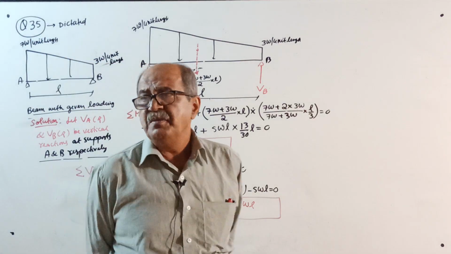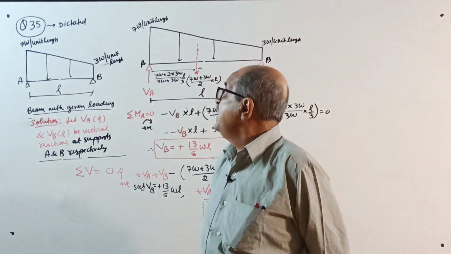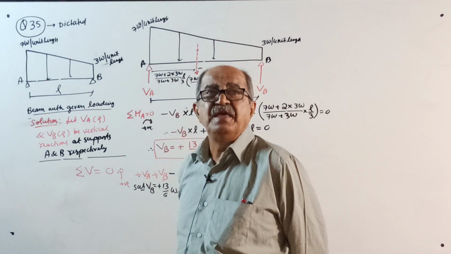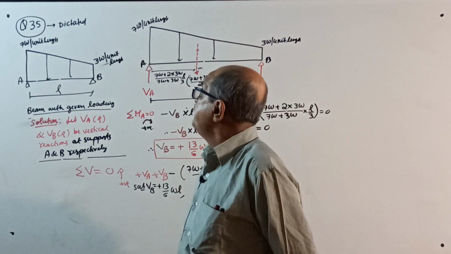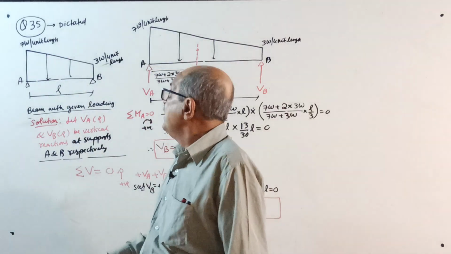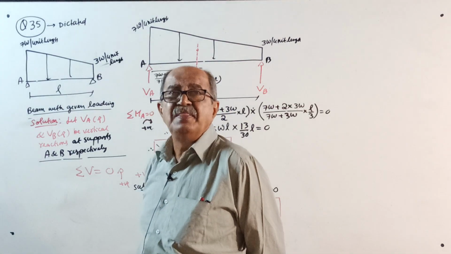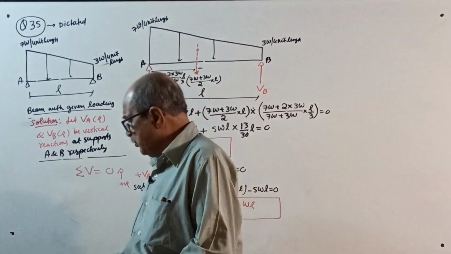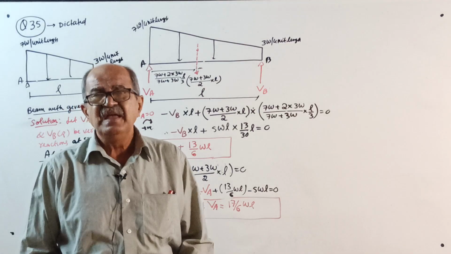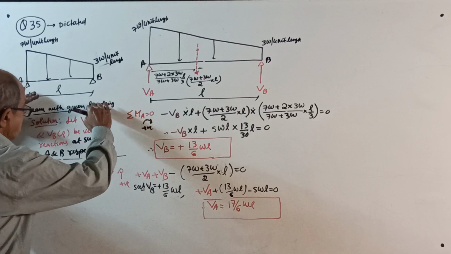A simply supported beam CD of span L is loaded by a uniformly varying load of intensity 7W per unit length at the left end, which linearly reduces to 3W per unit length at the right end. Find support reactions. I think I don't have to explain much now. Okay, start. As usual, same story.